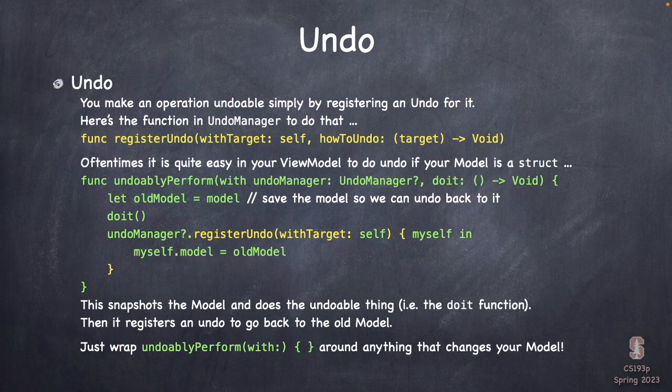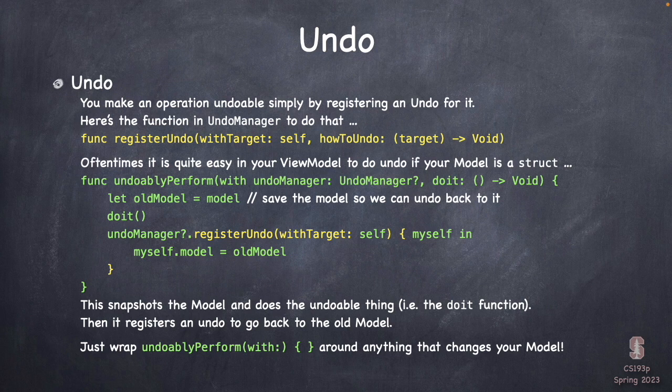Then all you do is you say, let old model equal model. And remember, our model is a struct. So when we say let old model equal model, what does it do? It copies it, right? Structs are value types. When you assign them, they copy. So now old model is a copy of my model. Then I say do it, which is the set background or add emoji.